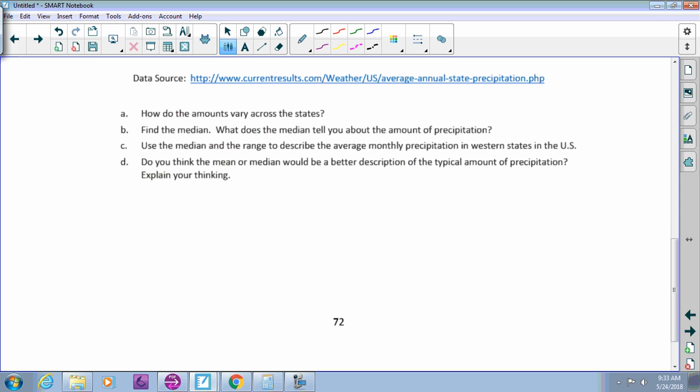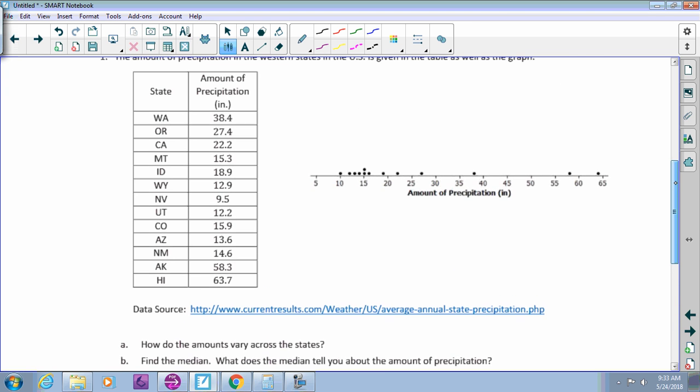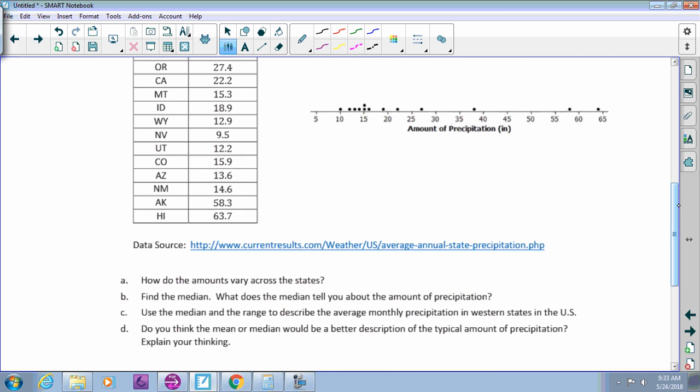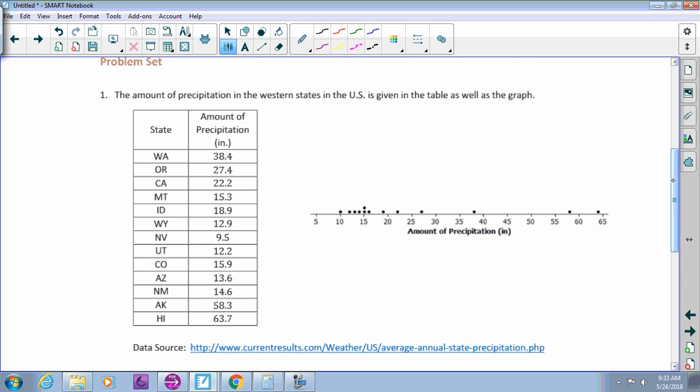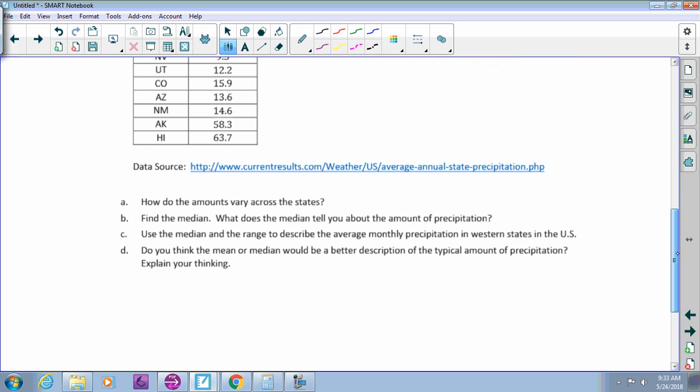Now on your page, I think it's 74 for you guys, right? Yeah. On this it's saying 72, but it's 74 in your actual book. And it's talking about the amount of precipitation in the western states in the U.S. And it has a table, and then they put it in a dot plot for you. And your job is to answer these questions.